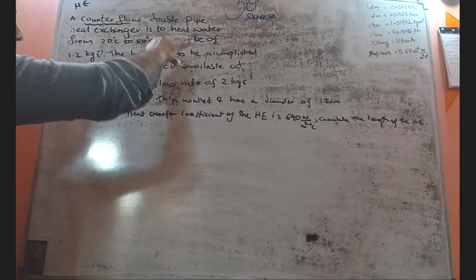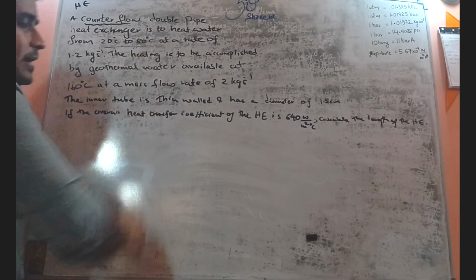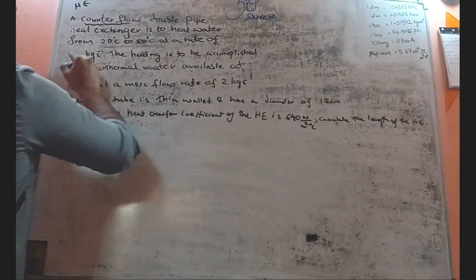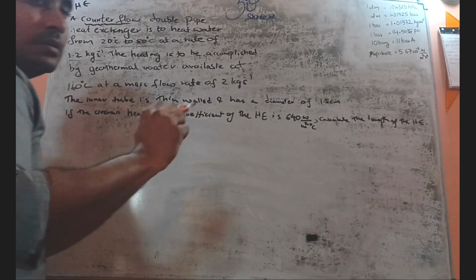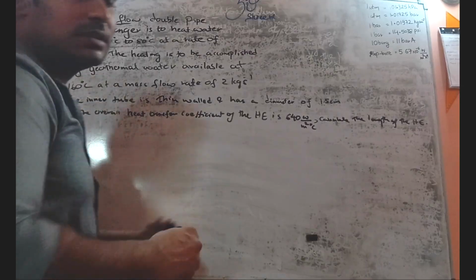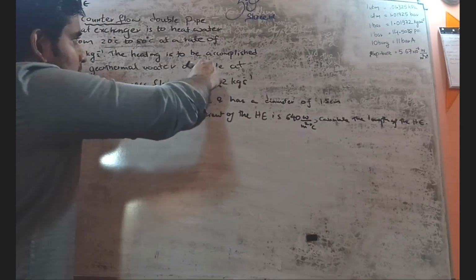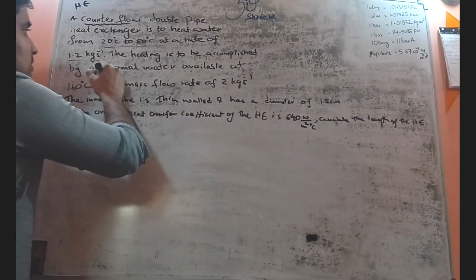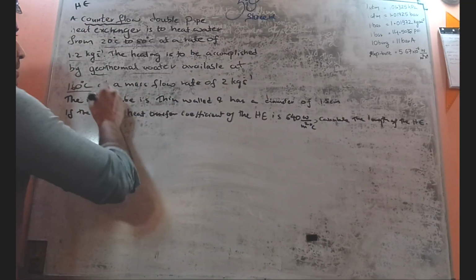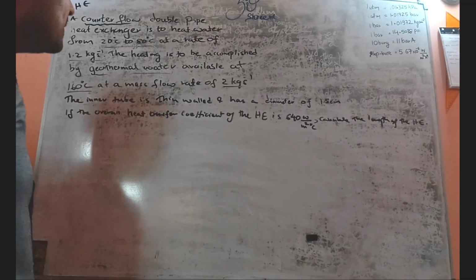It is to heat water from 20 degrees Celsius to 80 degrees Celsius at a rate of 1.2 kilograms per second. And the other most important thing is that the heating is to be accomplished by geothermal water available at 160 degrees Celsius at a mass flow rate of 2 kilograms per second. Fine.